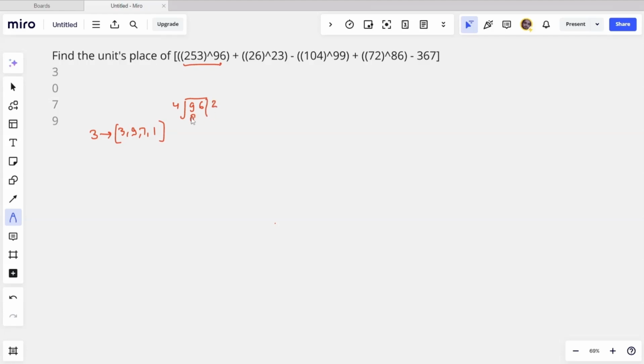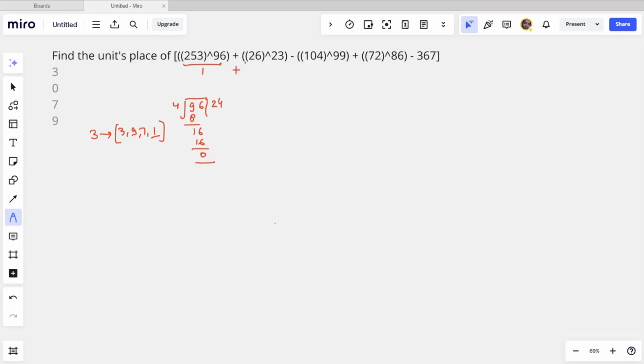4 times 2 is 8, 9 minus 8 is 1, and 6 minus 4 is 2... 4 times 4 is 16, so the remainder will be 0. It means the last element of our power cycle will be the answer for this part of the expression. So the answer of this will be 1. Plus, the sign we will keep as it is.